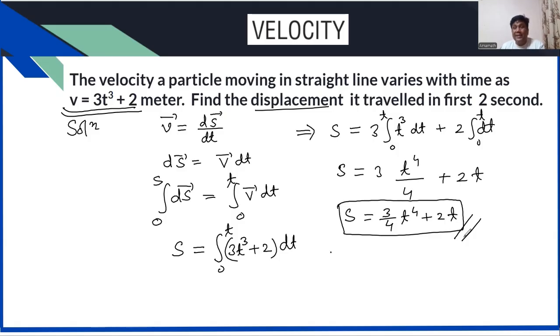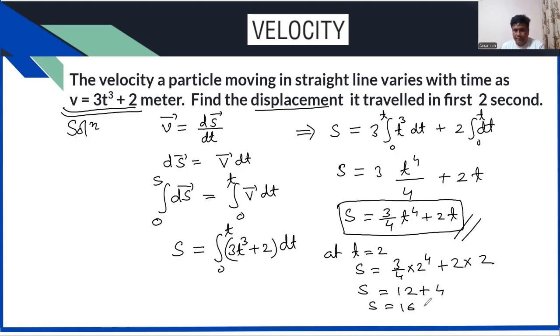But now they are asking for the first 2 seconds. So at t equal to 2, s equals 3 by 4 into 2 to the power 4, plus 2 into 2. So 2 to the power 4 is 16, 16 into 3 by 4 is 12. This will be 12, plus 4. So s is equal, I think, 16 meter.